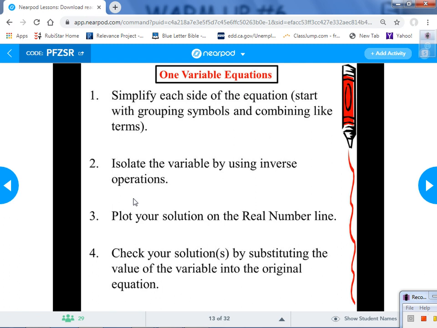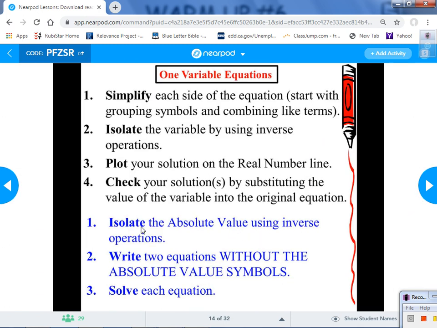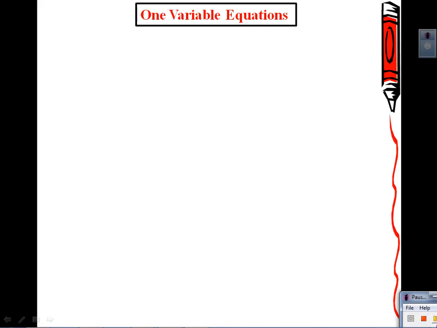Okay, so for today, since we are dealing with something very special, which is absolute values, we're not going to use those steps. We're going to use a specific set. So here we go, 3 steps. Look at the ones in blue. It says isolate the absolute value using inverse operations. Write the 2 equations without absolute value symbols and solve each equation. Copy those 3 steps, please. Just numbers 1, 2, and 3 in blue. Don't copy the ones in black. All right, pencils down, look up to the screen.